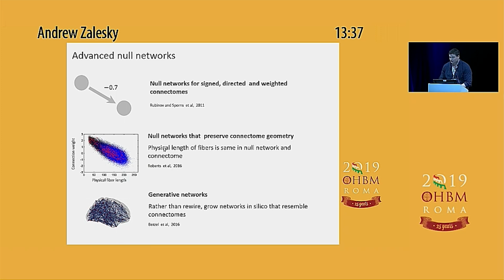As I've already mentioned, there is increasing work incorporating the actual spatial embedding of the connectome into the null network. It's increasingly recognized that the connectome is a spatially embedded network, and so by preserving the geometry of the connectome in our null network, we can test to what extent a network measure is related to the connectome's spatial embedding.